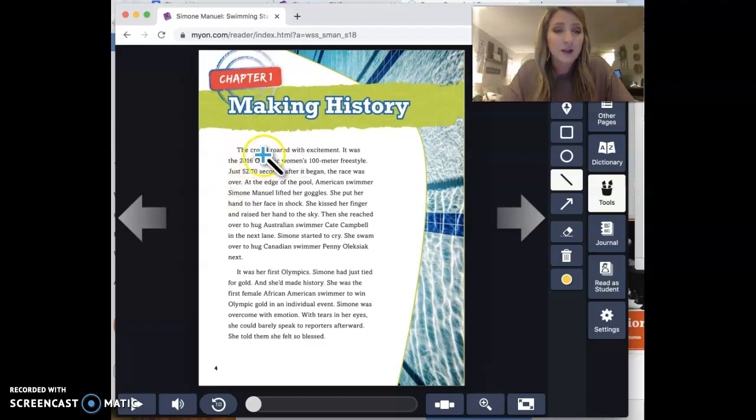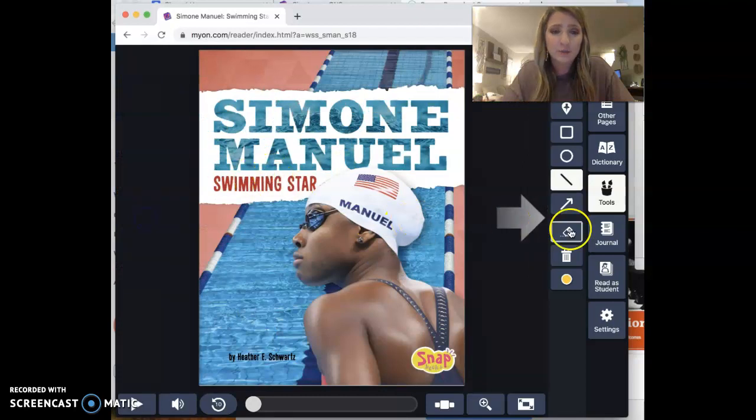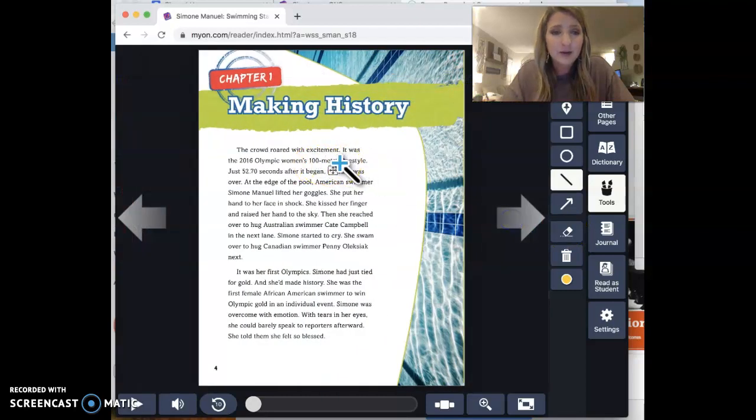All right, so it says, the crowd roared with excitement. It was the 2016 Olympic women's 100-meter freestyle. I know that freestyle, this is about swimming, and we know that because the front of the text said swimming star. Freestyle is a type of swimming.